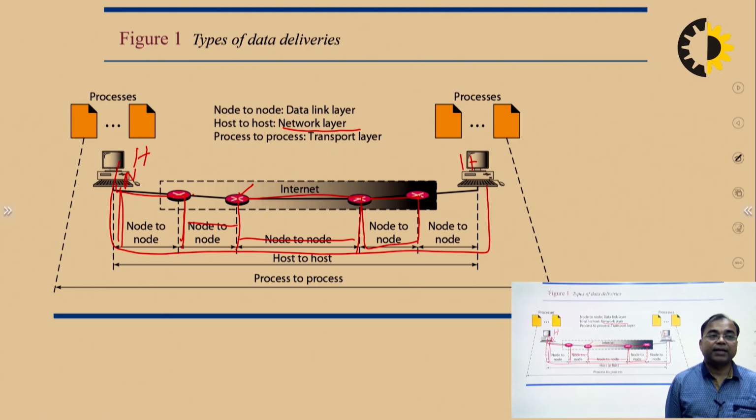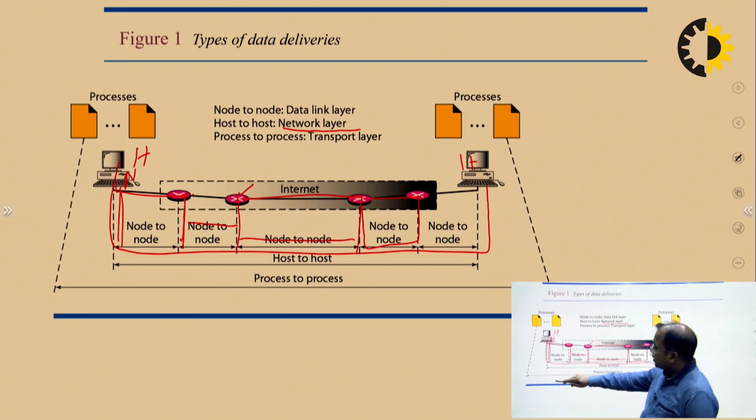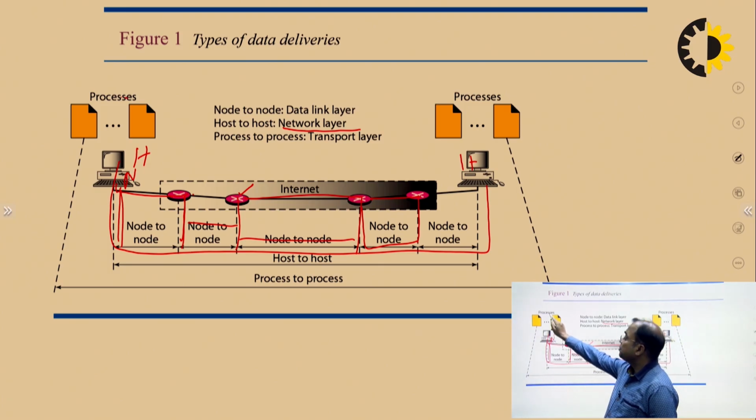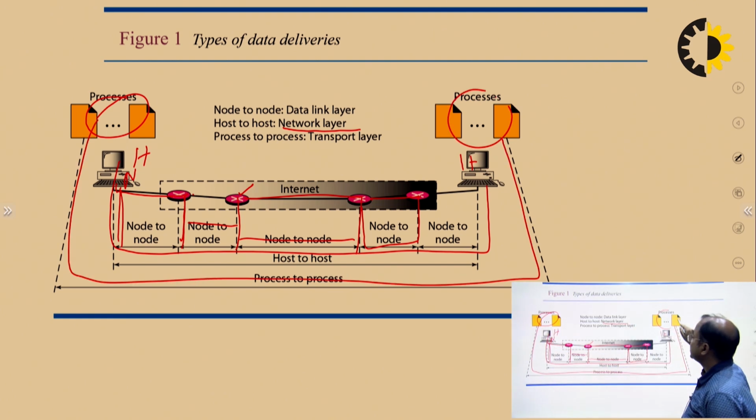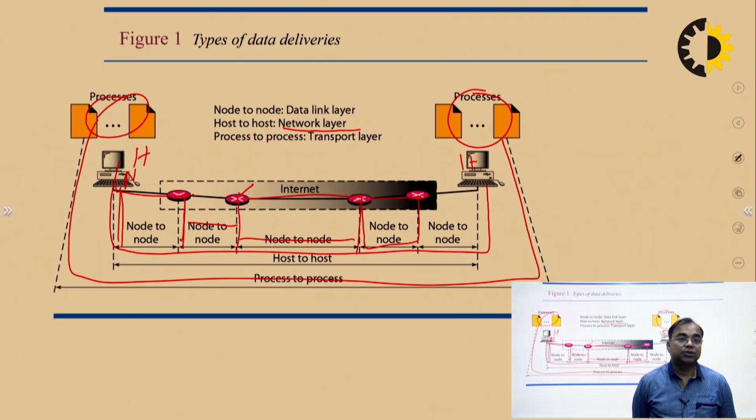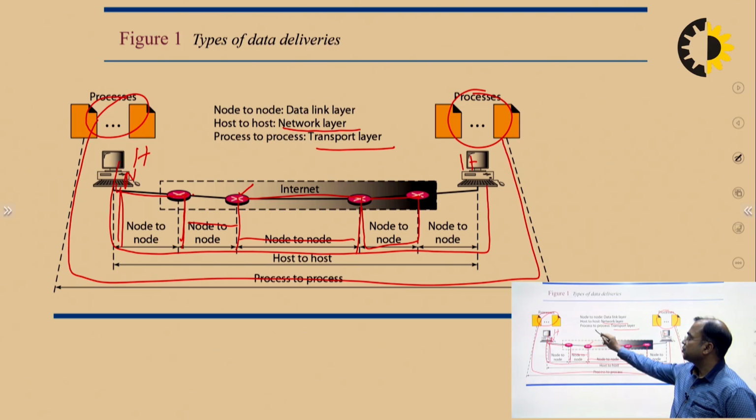Now coming to the transport layer. The transport layer delivers the data between processes in the host. Each host has some processes, and data goes from one process to another process of the sender or receiver system. This is called process to process delivery of the data. So the transport layer is responsible for process to process delivery of data.